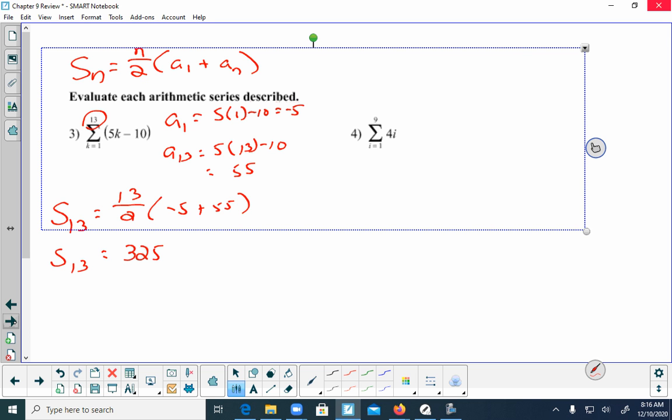The next one, I'm finding the sum from 1 to 9. So I am going to find my first term. So I put 1 in. So that's 4 times 1, and I get 4. To find the 9th term, I put in 9. 4 times 9, and get 36.